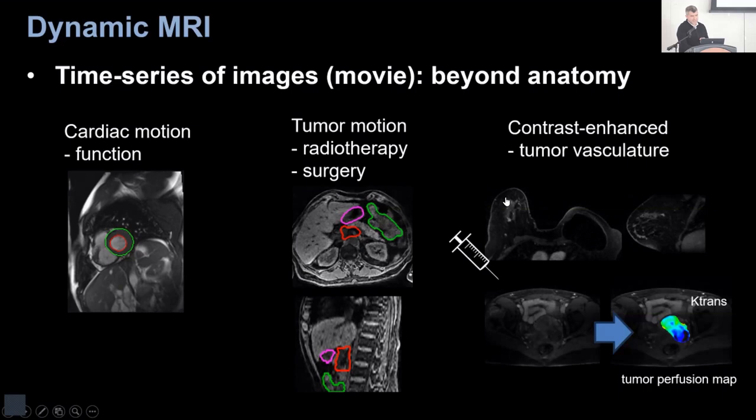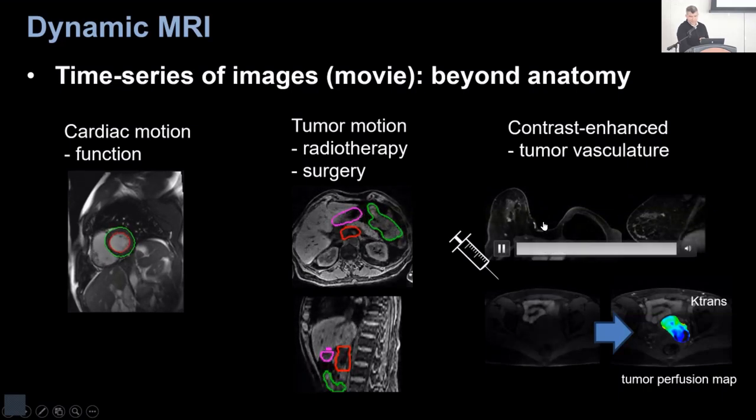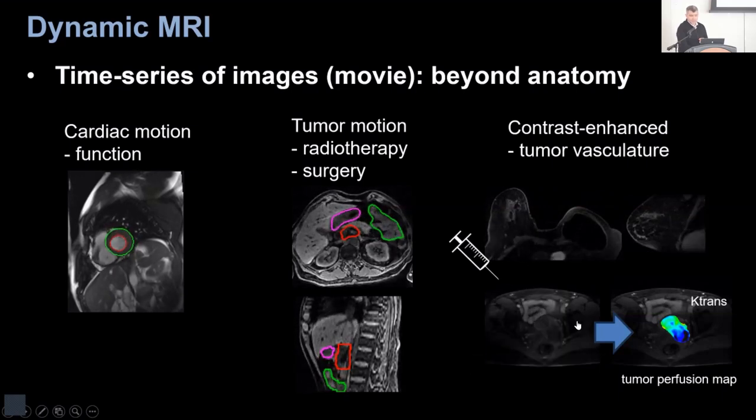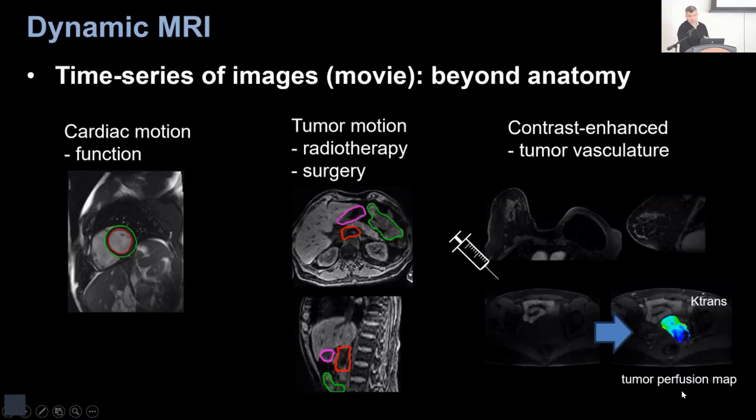This particular example shows breast cancer. The contrast agent will shorten the T1, so in a T1 weighted image, these parts are getting brighter. This is the tumor, and you can also run an analysis and quantify this to get a tumor perfusion map.